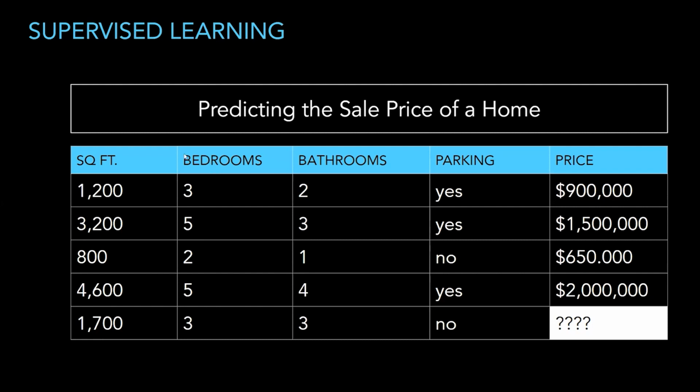So you can see here, in this example, we have used square footage, the amount of bedrooms, the amount of bathrooms, and whether it has parking, and dependent on all of those values, you will get a specific price. So in this example, we would use historic prices so that we, for example, know that this 1,200 square foot house with 3 bedrooms, 2 bathrooms, and parking sold for 900,000.